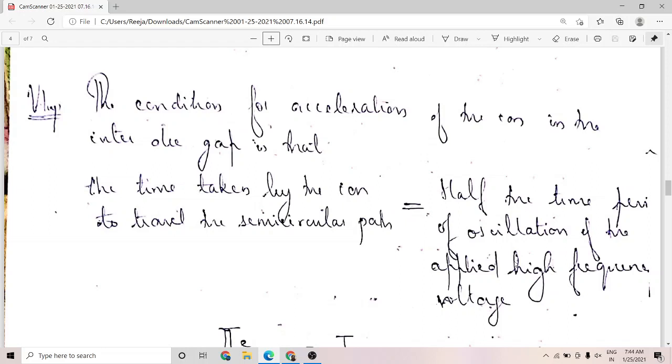So, for the cyclotron to act as an accelerator, the ion, when it comes out of a particular D, must be able to see the opposite polarity on the other D with respect to it. So, for that to happen, the time taken by the ion to travel the semicircular path must be equal to half the time period of oscillation of the applied frequency of the high frequency oscillator. That is, half the time period of the oscillator must be equal to the time taken by the ion to travel the semicircular path.